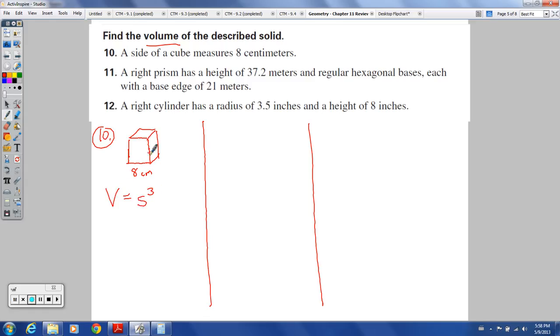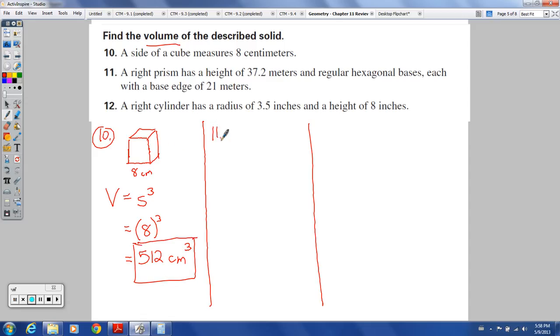It's still base times height. You can still think of it like that, the area of the base times the height, but since they're all the same, that ends up working out for a shortcut formula. So we have 8 cubed, 8 times 8 is 64, and then that times 8 more is going to be 512. So 512 centimeters cubed for number 10.